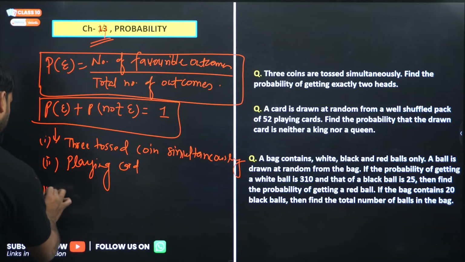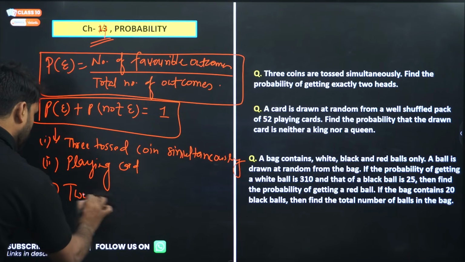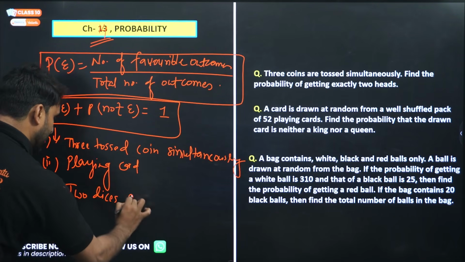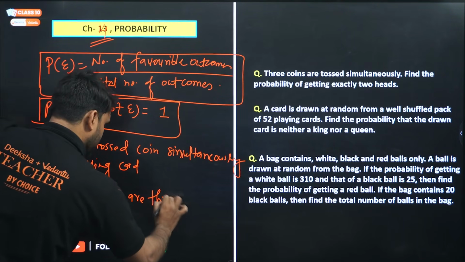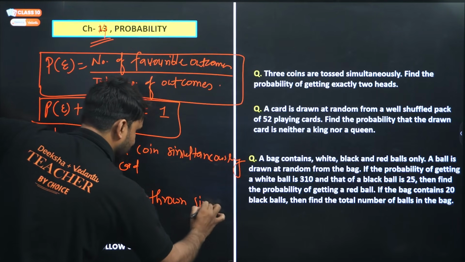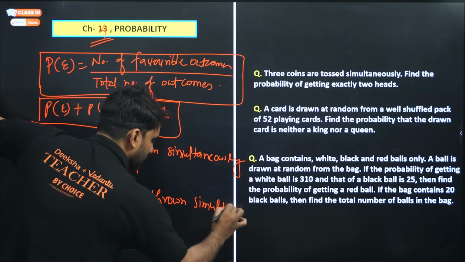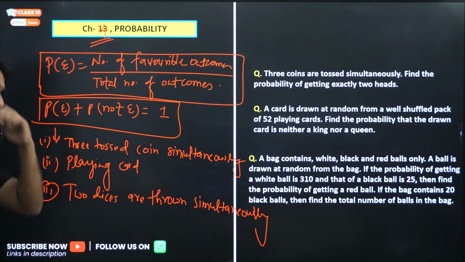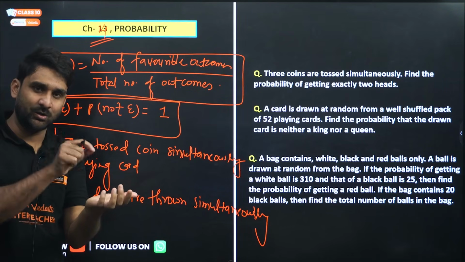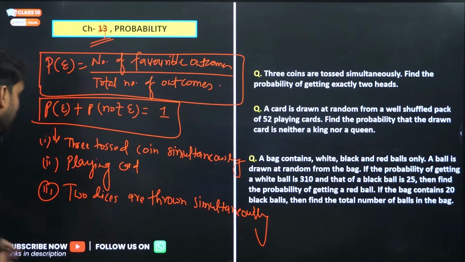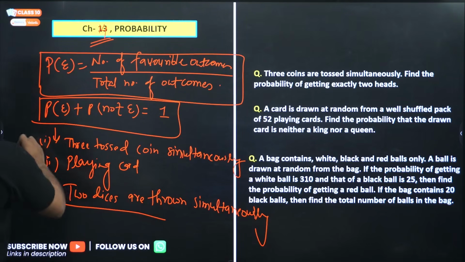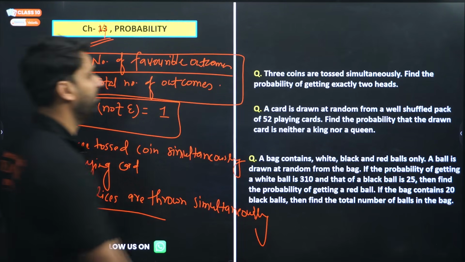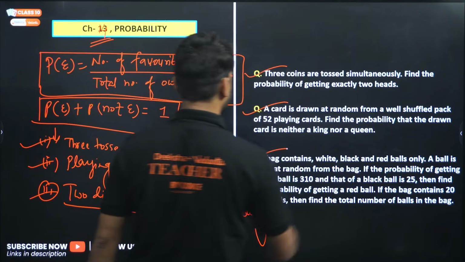And third is, my dear, when two dice are thrown simultaneously. You know dice? When we play the Ludo game, there is a dice of cubical shape having numbers marked on it, 1 2 3 4 5 6. So when two dice are thrown simultaneously, these three topics are very important. Go and prepare this, and I have brought 3 questions for you all.